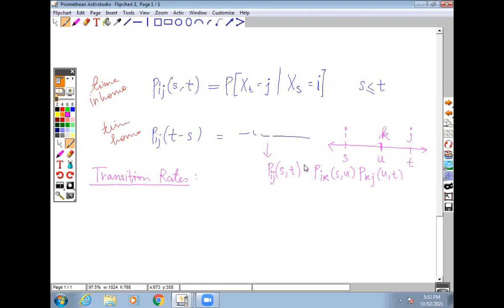So what you'll have to do is the usual thing. You do not forget the summation here. So this will be equal to the summation over all the possible values of the state space that your K can ever take, so that you take into account all the sample paths.